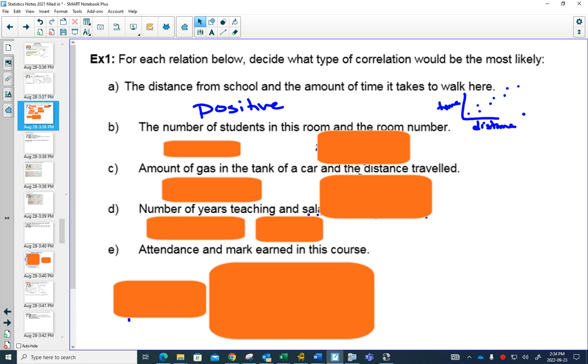So think through them all on your own. Draw a little sketch, scatter plot, and then try to think if it's positive, negative, or zero correlation.